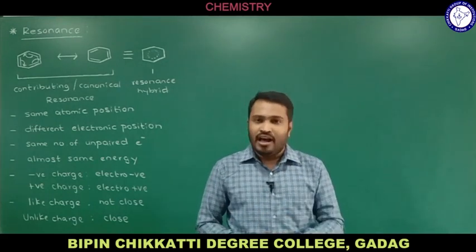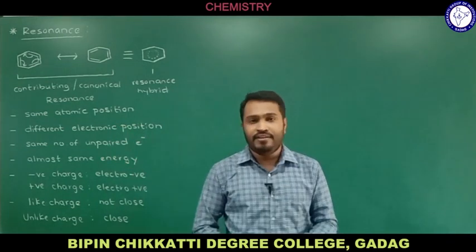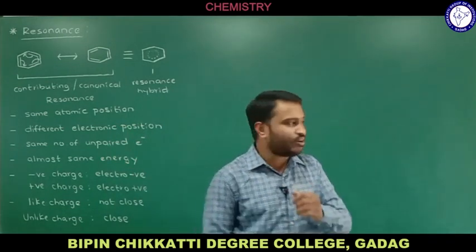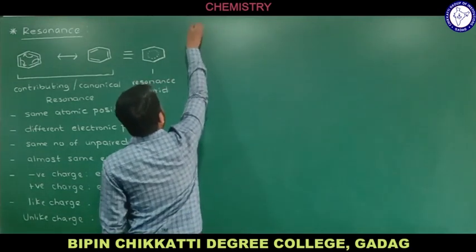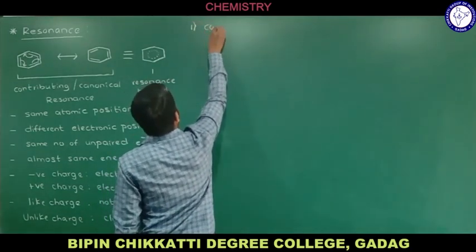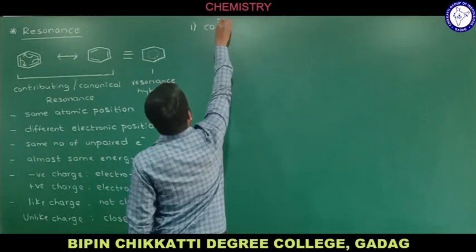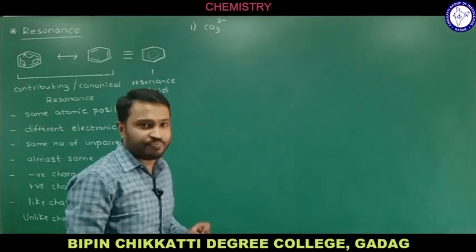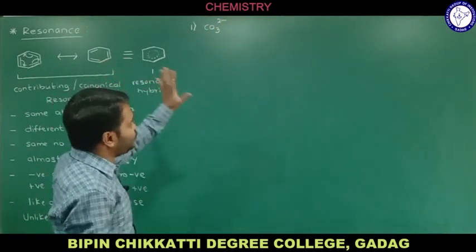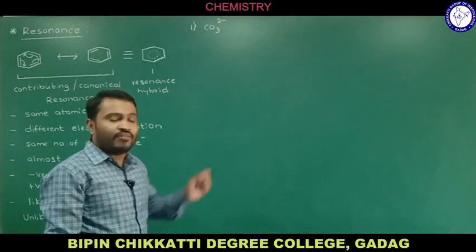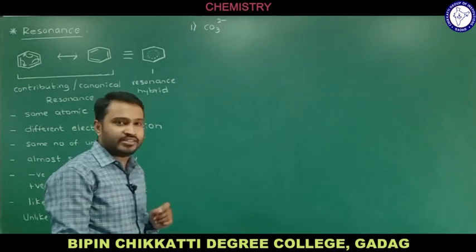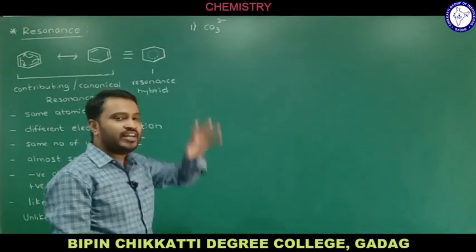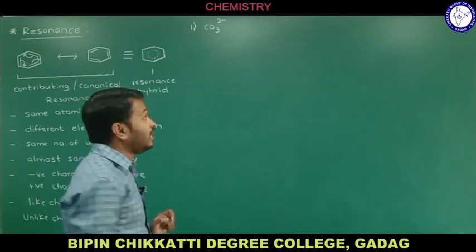So now, after knowing the rules, we'll write some examples of how we can draw the resonating structures of molecules. Let me consider the first example, that is the carbonate ion, CO3 2-. We'll write the structure of the carbonate ion, apply the concept of resonating structures, follow the rules of resonating structures, and see how many resonating structures are possible for the carbonate ion.